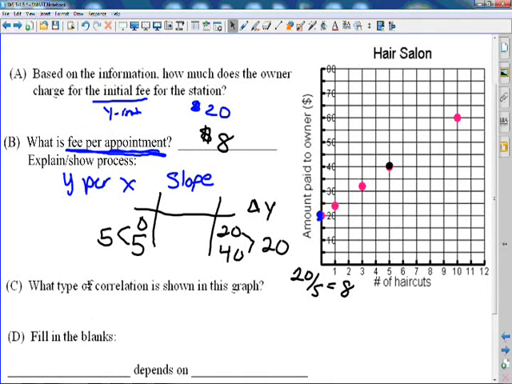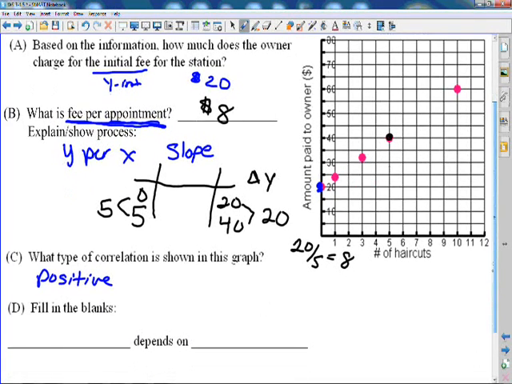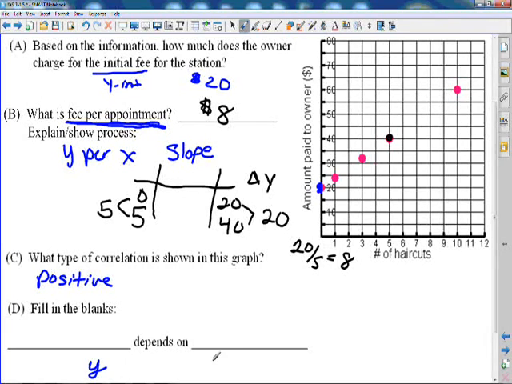Now, what kind of correlation does this have? You guessed it. It is a positive correlation. How do you know it's positive? Because the line is going up. Very good. Fill in the blanks. Blank depends on blank. Remember that it is y depends on x. Here's x. Here's y. So I'm going to have the amount paid to owner depends on the number of haircuts.